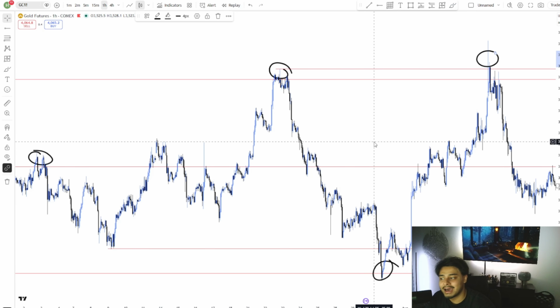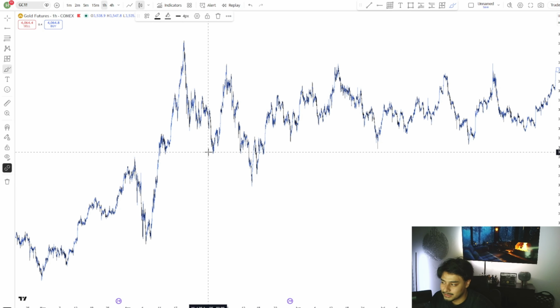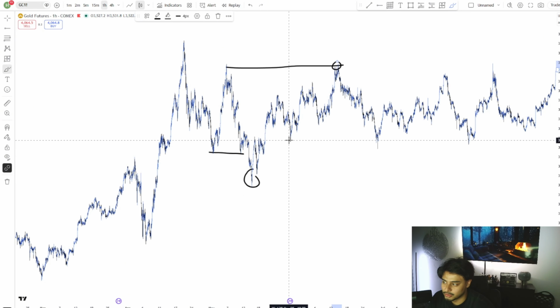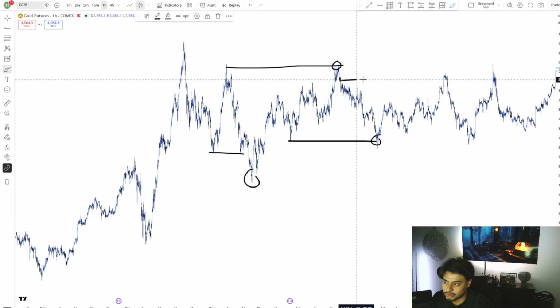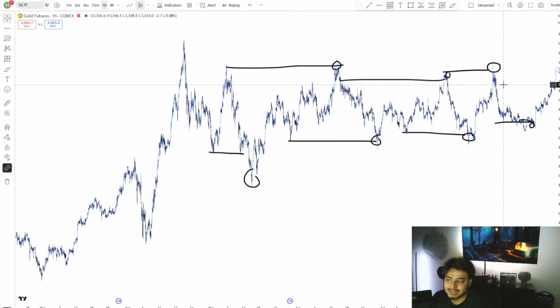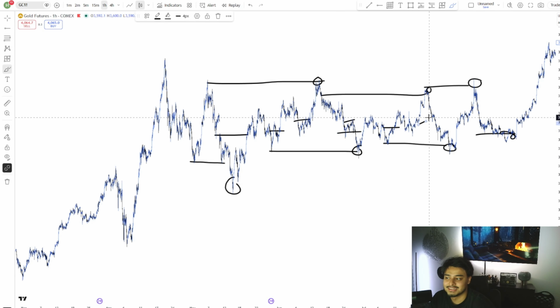It's like a pattern. And if I zoom out, I'm going to show you how this pattern works. Liquidity sweep, break of structure, market goes up. Liquidity sweep, break of structure, market goes down. Liquidity sweep, break of structure, market goes up. And you see the pattern? That's external highs. And if you want to take small trades, you can take small trades using the internal highs.